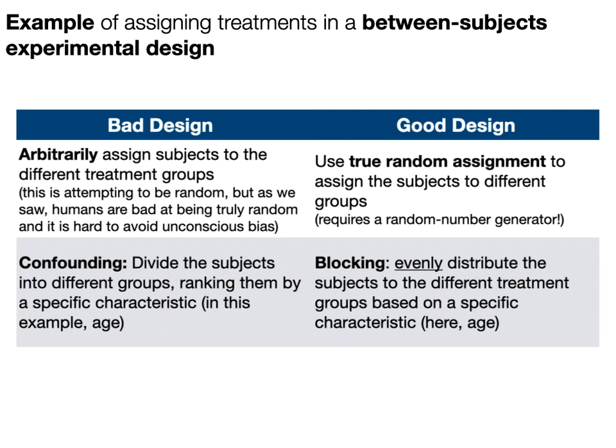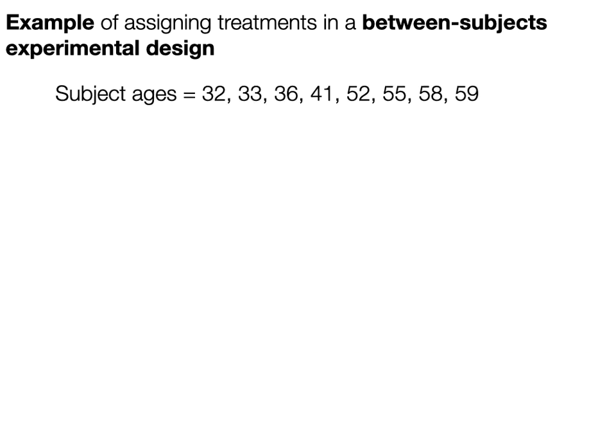On the good column, we could use true random assignment to assign the subjects to different groups, and that requires using a computer and a random number generator. So we could take each subject and make each treatment group a random sample of half the subjects. We could also use blocking, and that would be important when we are really concerned about a specific characteristic that might matter for our study. And we may wish to evenly distribute the subjects into different treatment groups based on that characteristic.